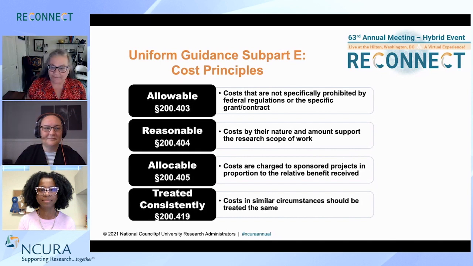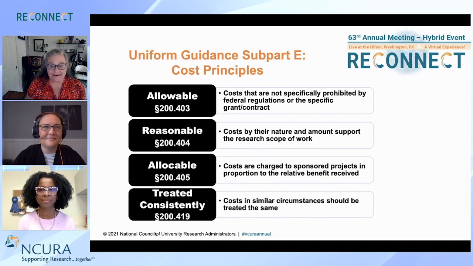Allowable. Most people know exactly what allowable means, but in terms of the uniform guidance, it means it has to be necessary for the performance of the federal award, not necessarily the research that's being done, but for that performance of the federal award. It needs to be determined in accordance with the generally accepted accounting principles. Some people call that GAAP.